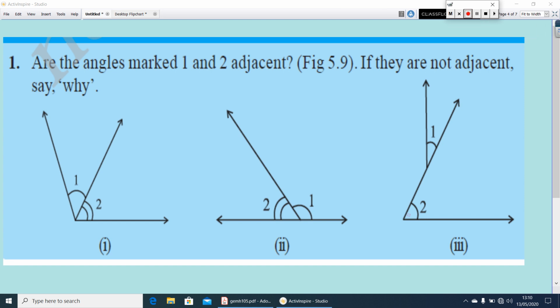Now look at the third question. Here you will get these two vertices. So can you say they are adjacent or not? It cannot be adjacent because they don't have a common vertex.